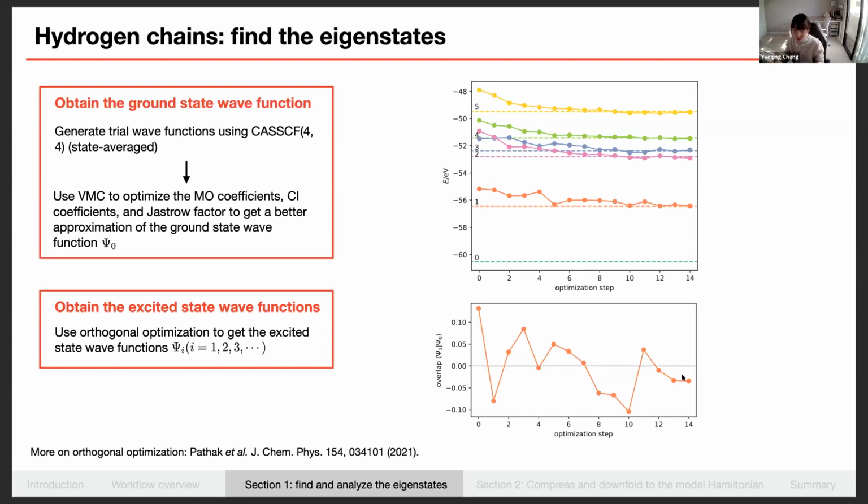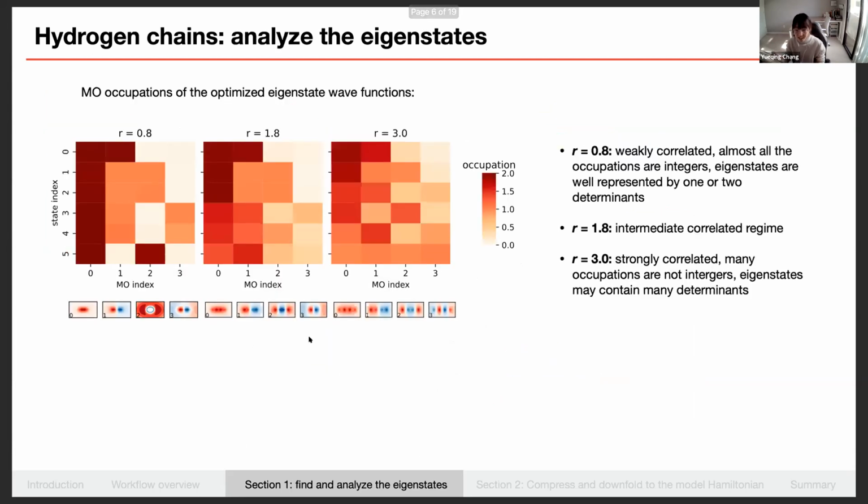So that we have obtained all the low energy eigenstates that we want to be included in the low energy subspace. And the next step is to analyze these eigenstates. So we begin by looking at these molecular orbital occupations for different bond lengths. Here I'm just showing you the molecular orbital occupations for the first 4 orbitals. And the 3 panels are R equals 0.8, 1.8, and 3.